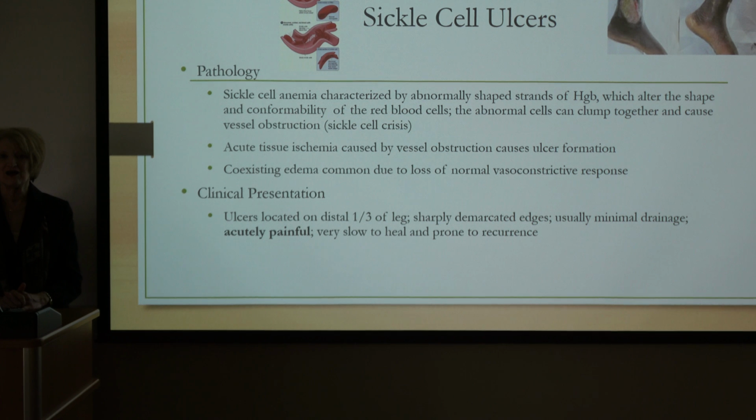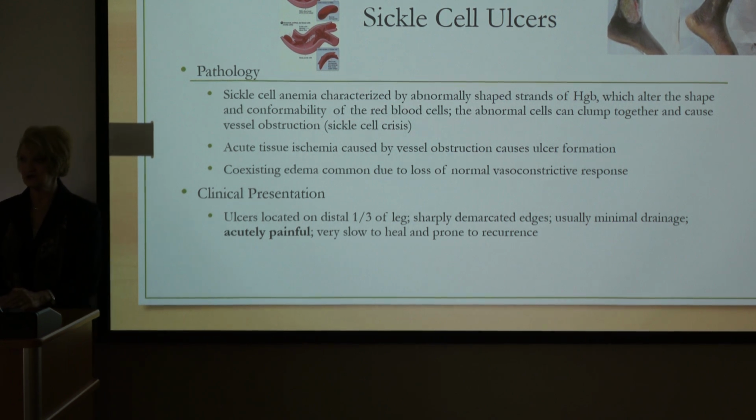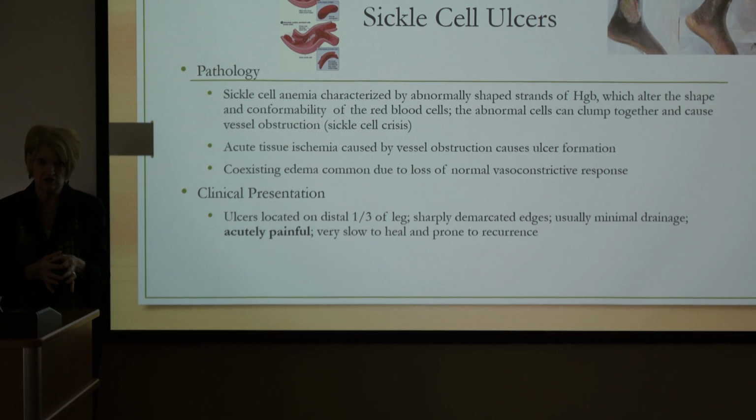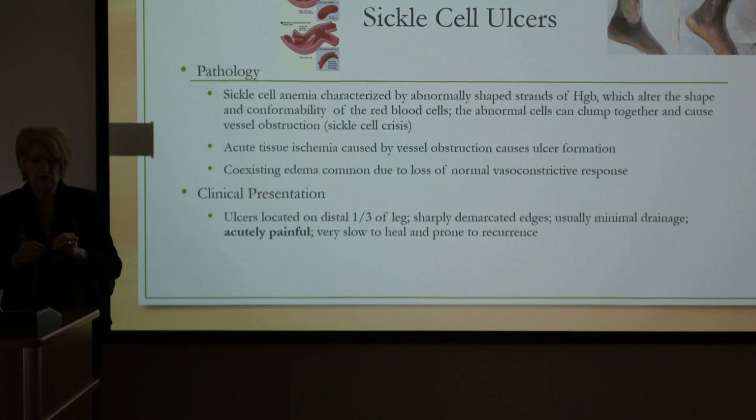Sickle cell ulcers. A lot of you will work with patients with sickle cell disease, sickle cell anemia. You know that sickle cell anemia is characterized by abnormally shaped strands of hemoglobin. And those abnormal strands of hemoglobin, they're elongated and they're stiff. And they tend to change the shape of the normal red blood cell. So a normal red blood cell looks like a donut with no hole in the middle. And a normal red blood cell is very flexible and able to adapt to the contours of the vessel and to move through narrow vessels out to the tissues.